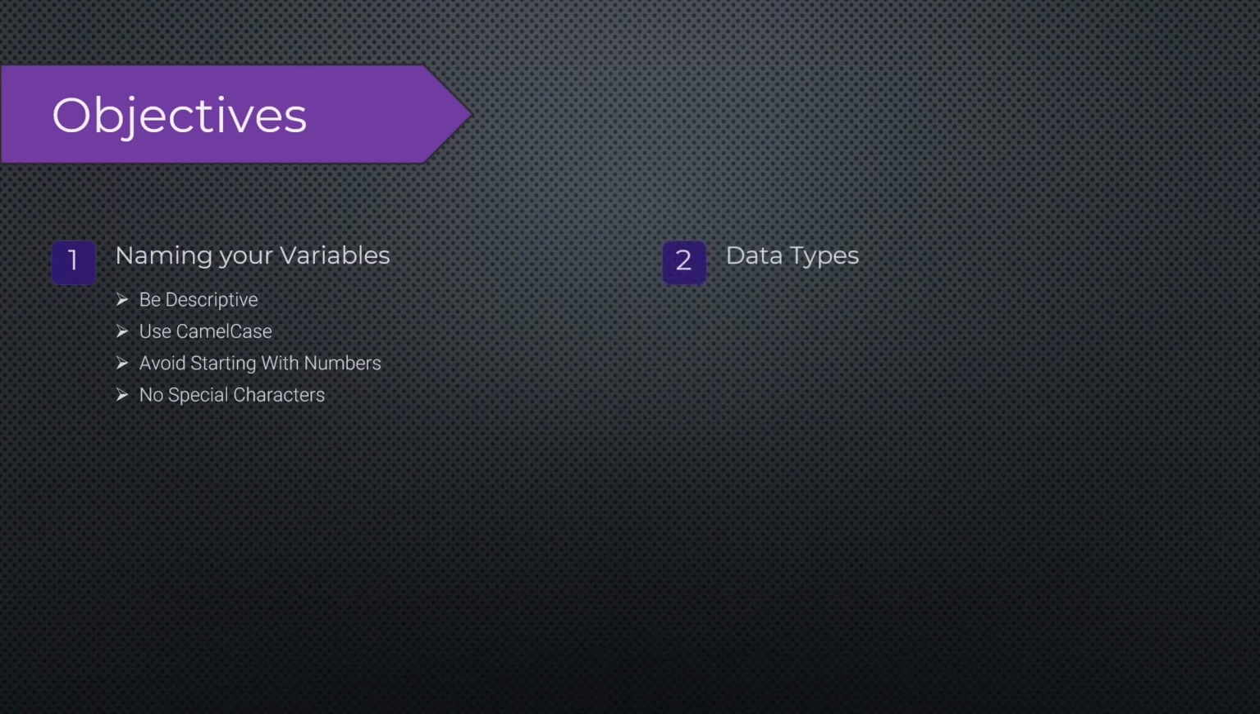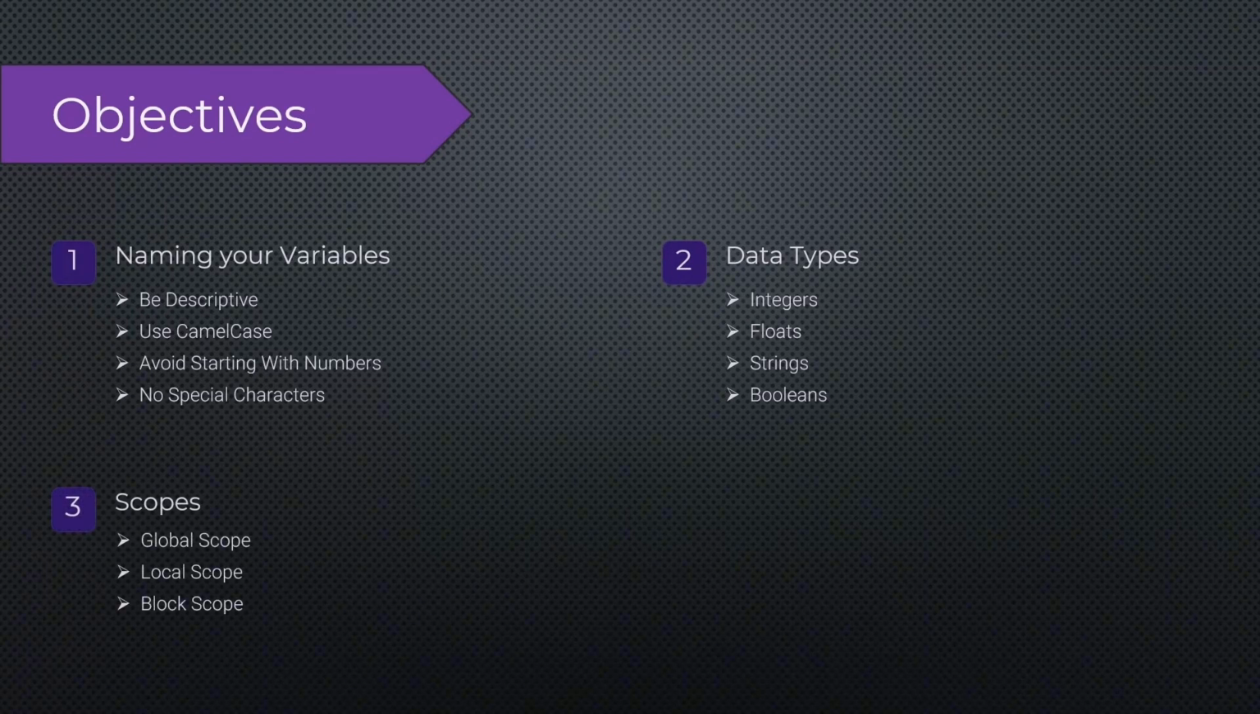2. Data types. Here, we'll look at the 4 common data types: integers, floats, strings, and booleans. These types allow us to store different forms of information and determine how they'll be used in the code. 3. Scopes. We'll dive into variable scopes: global, local, and block scope. Understanding scope helps us control where our variables live and ensures they are accessible only where they're needed, which keeps code organized and avoids unexpected issues.